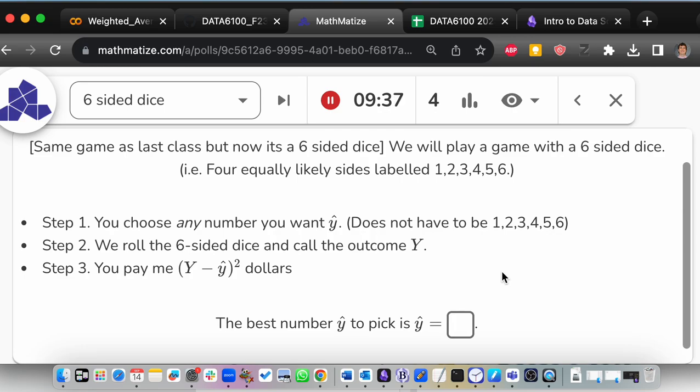Okay, so it's 10 a.m. We're going to get started. The problem today on Mathematize, so the code is ZJ and X to log into Mathematize. It is kind of a review of what we did last class. Last class we ended with a four-sided dice. This time, as a warm-up problem, it is the exact same question, but it's a six-sided dice.